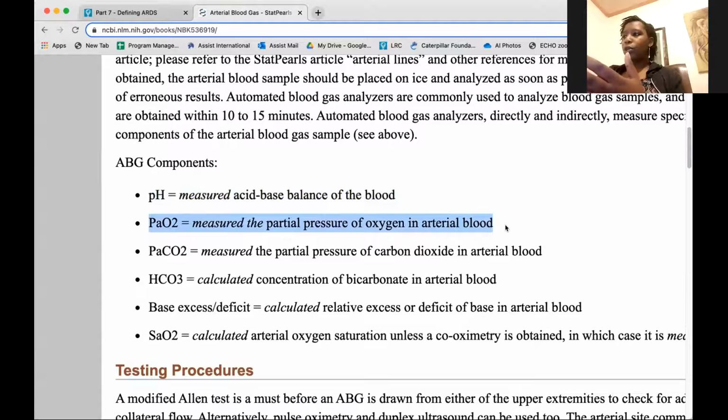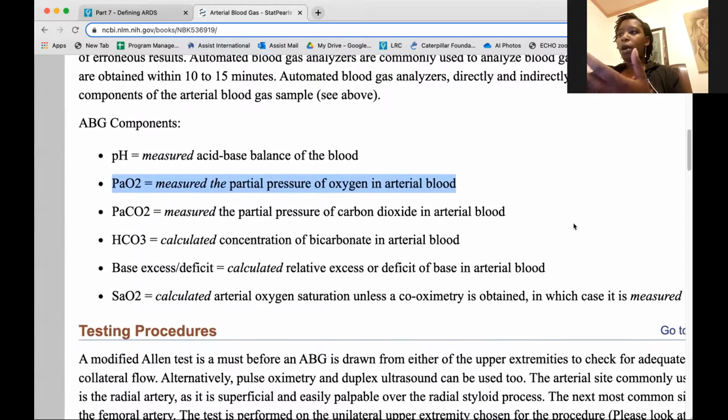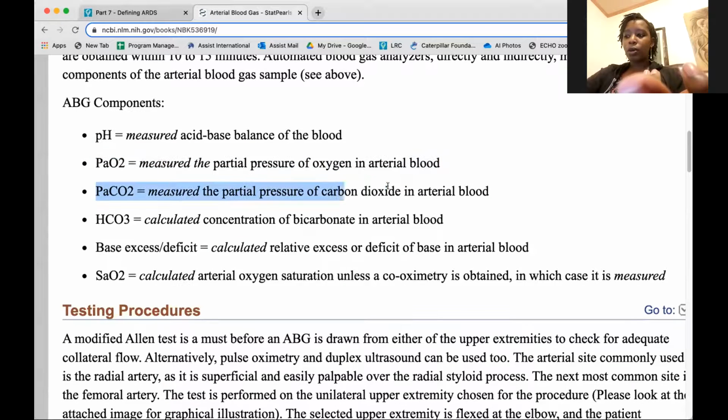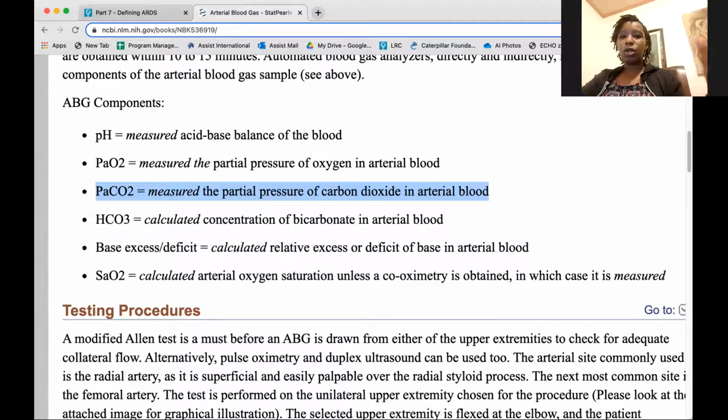So the partial pressure of oxygen should be above 75. Then we have the partial pressure of carbon dioxide. This can show you if a patient is retaining carbon dioxide, or, in other terms, when you're trying to get rid of carbon dioxide, you want to see what the values are. Normally it's between 35 to 45 millimeters of mercury.